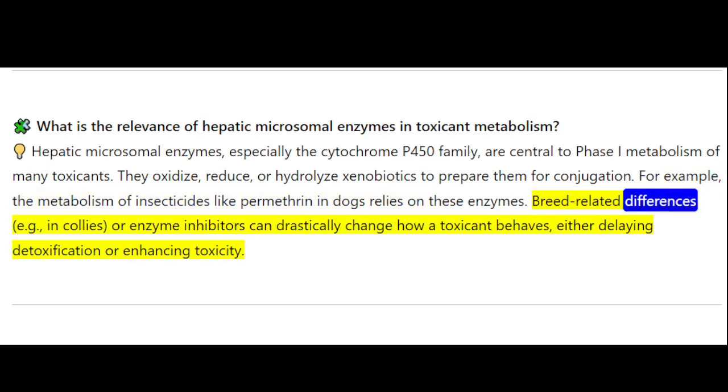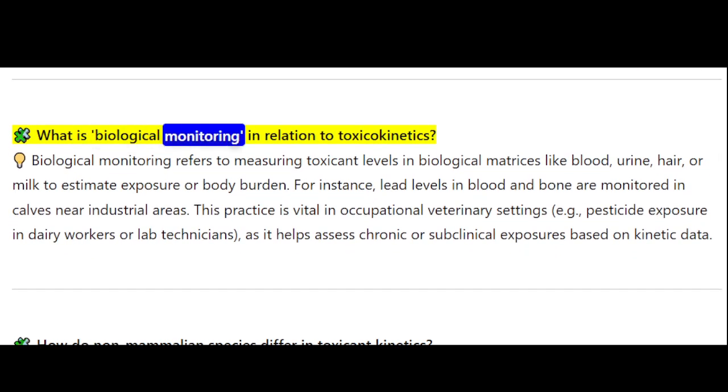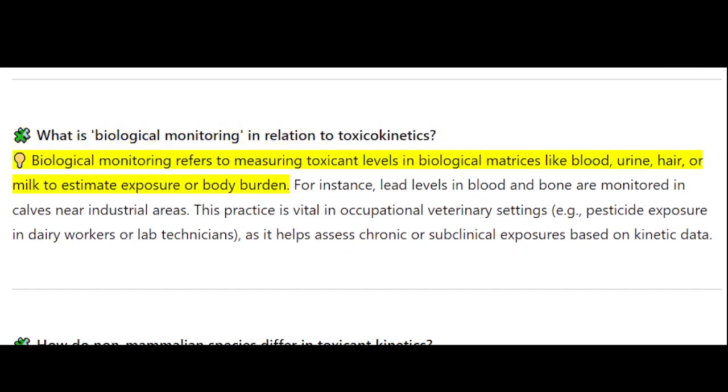Breed-related differences, for example, in collies, or enzyme inhibitors can drastically change how a toxicant behaves, either delaying detoxification or enhancing toxicity. What is biological monitoring in relation to toxicokinetics?